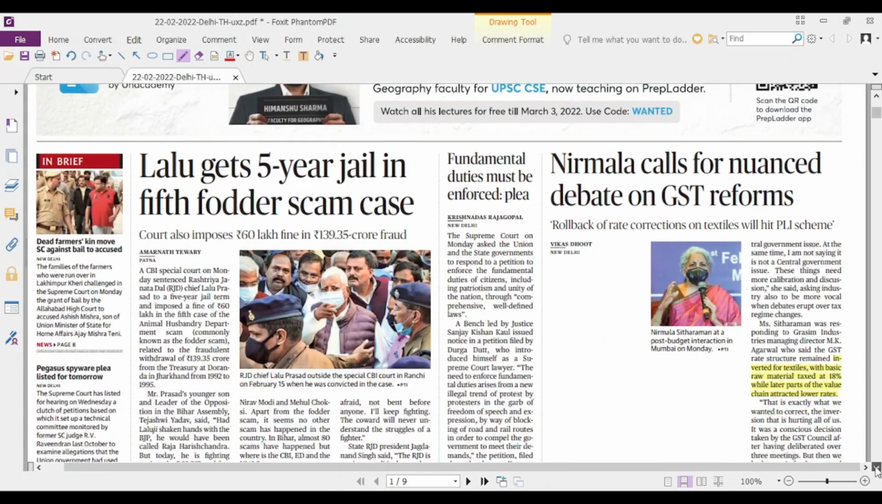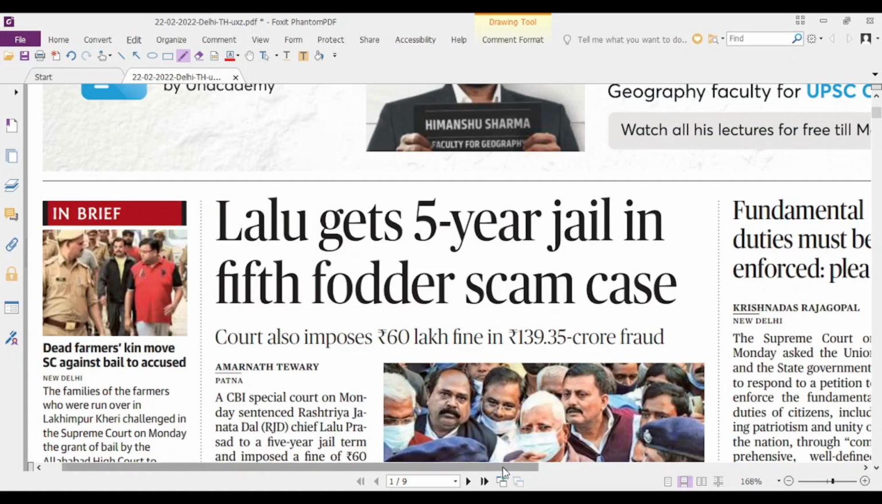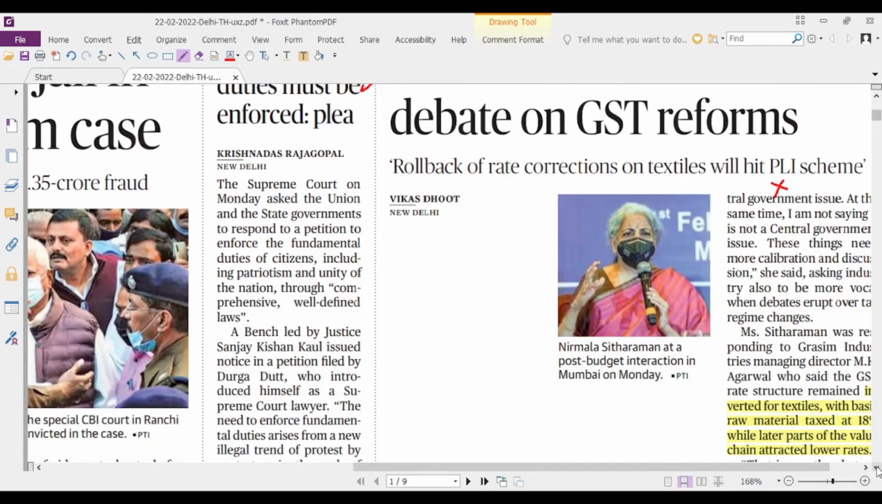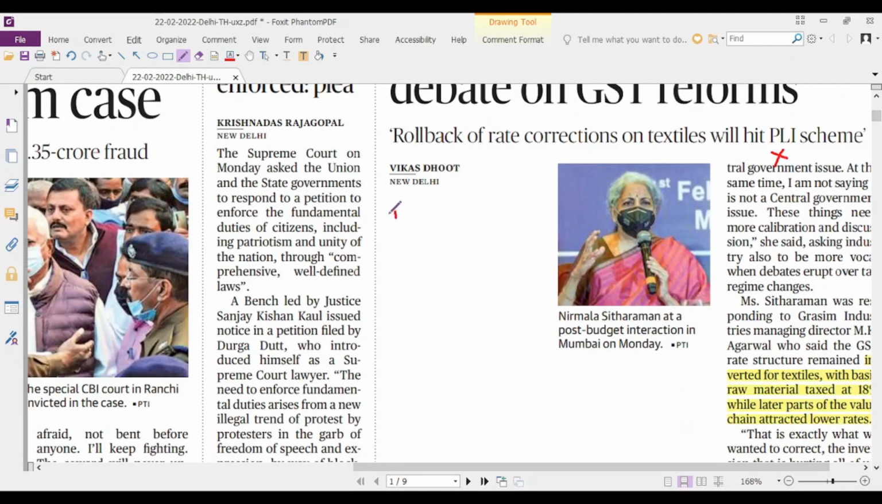In page 1, we have a concept related to GST here. We don't need to go through this news, but there is a concept related to GST. We'll look into it. What is inverted duty structure?